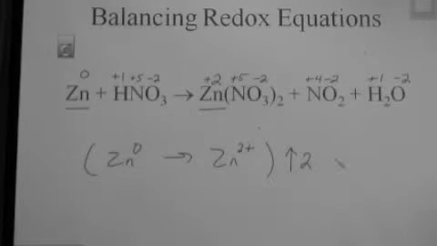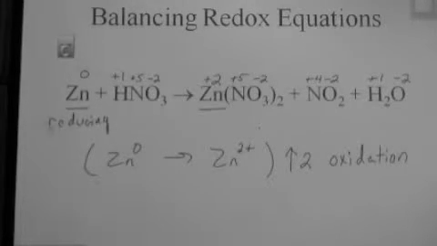In the loss of 2 electrons, we have a special name for this. This is called oxidation. And whatever is being oxidized, we need to make sure that we call this a reducing agent. So zinc here is actually a reducing agent. So we're going to go ahead and label this as a reducing agent.